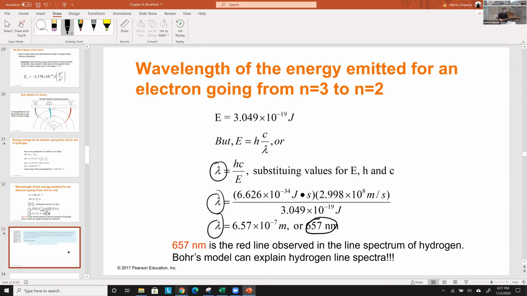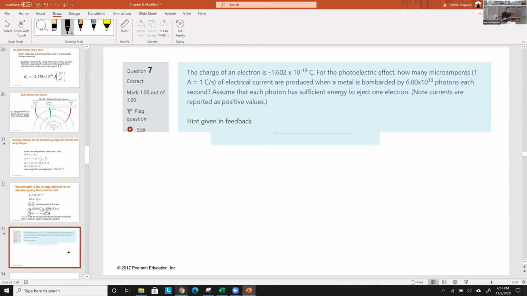All right, so this question, I'll let you guys do this on your own. Let me read it first. The charge of an electron is negative 1.602 times 10 to the negative 19 coulombs. That is a constant from physics. For the photoelectric effect, how many microamperes, so how many microamps?